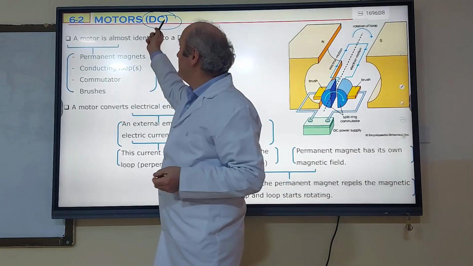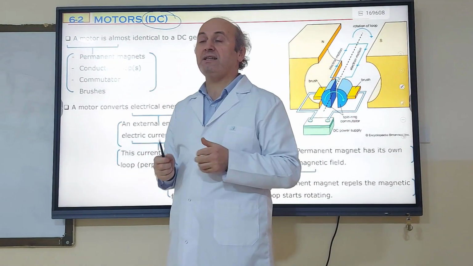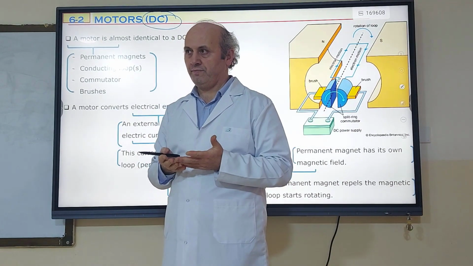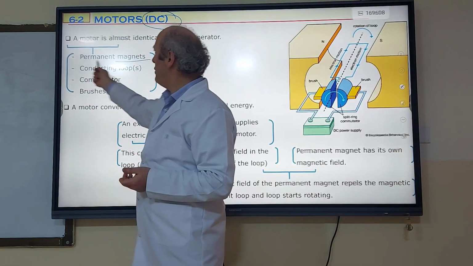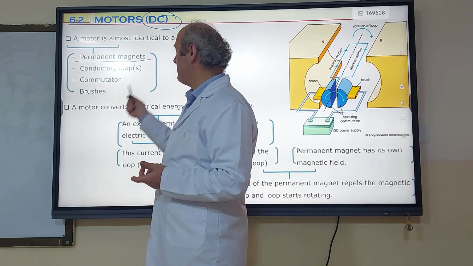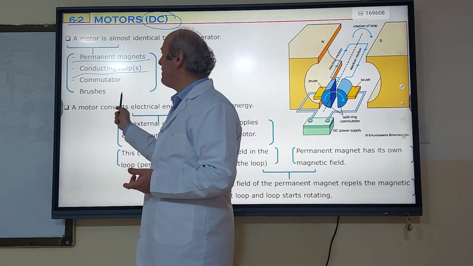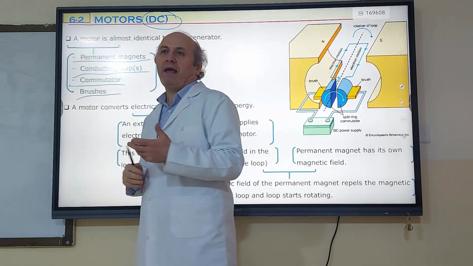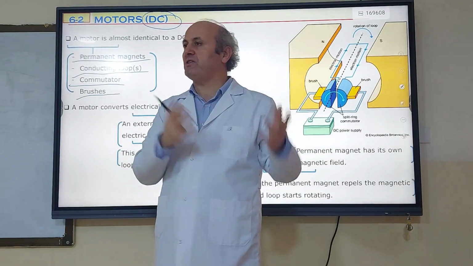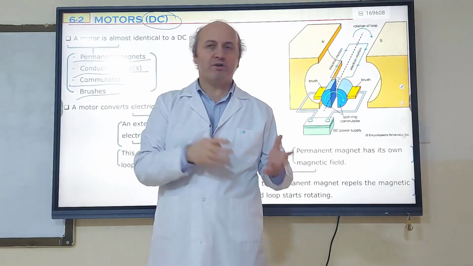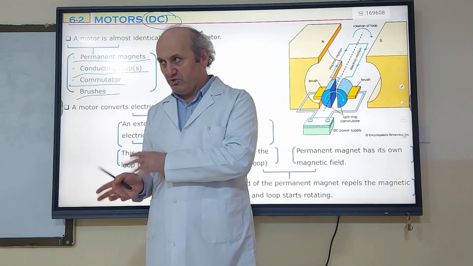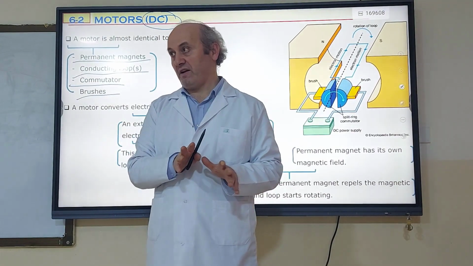First, DC motors and DC generators are equal in structure. They both have permanent magnets. Both have conducting loops, both have brushes. A DC generator can be used as a DC motor. A DC motor can be used as a DC generator. But their definitions are different.